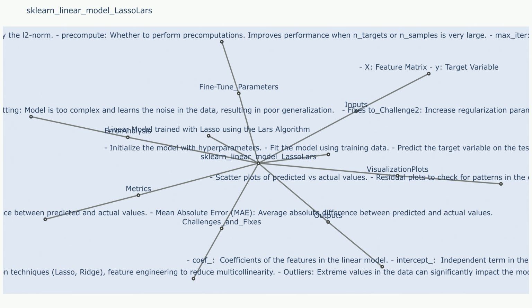Fixes to challenge 2: use cross-validation to select the optimal lasso penalty parameter. Use a grid search to find the best lasso penalty parameter. Use a Bayesian optimization algorithm to find the best lasso penalty parameter.